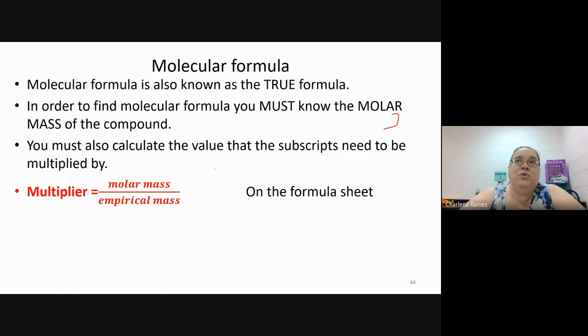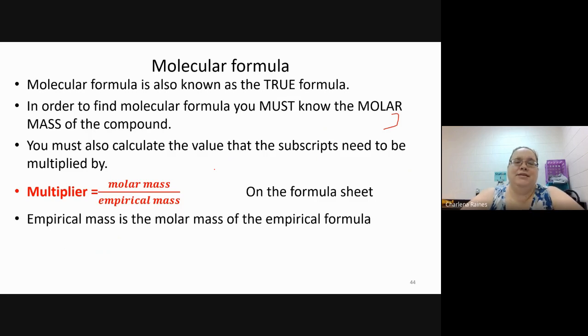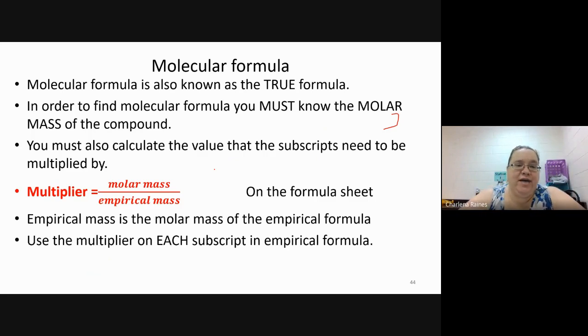Well, what you're doing when you're finding the empirical mass is you're basically just finding the molar mass of the empirical formula. So molar mass is the real formula. Empirical mass is the one that shows me the lowest ratio of atoms. Once you determine what your multiplier is, then you multiply each subscript by that multiplier to go from the ratio formula back to that true chemical formula.